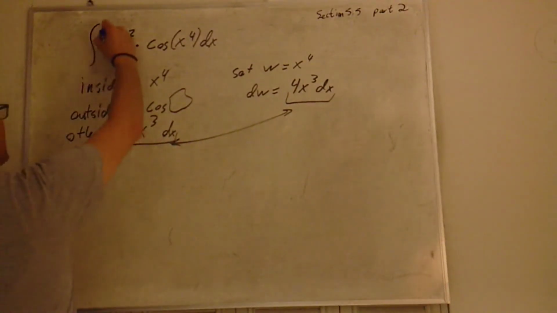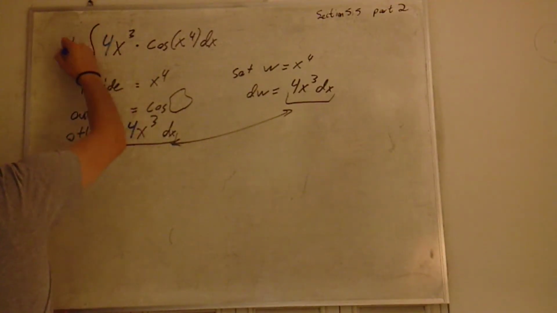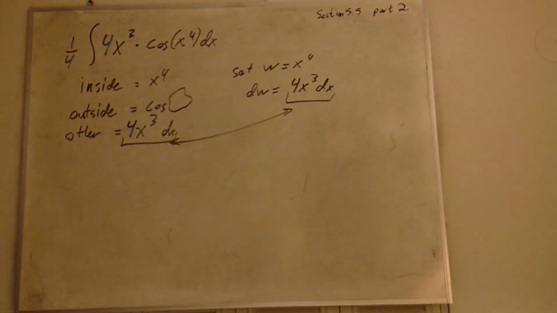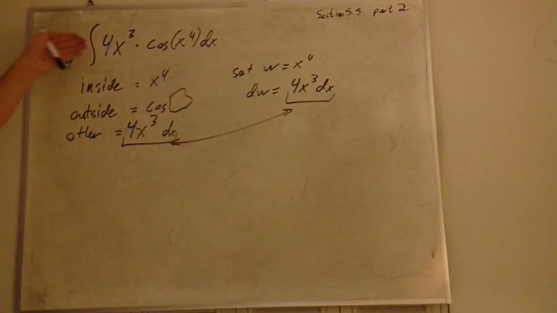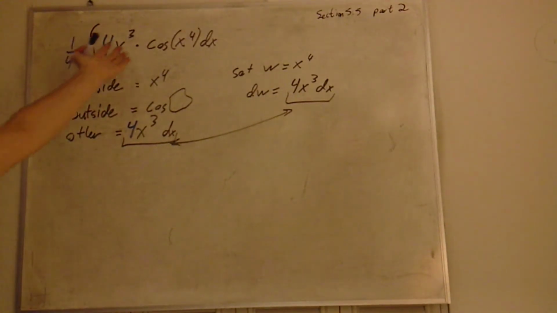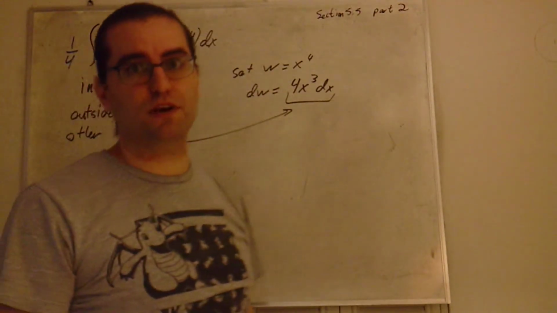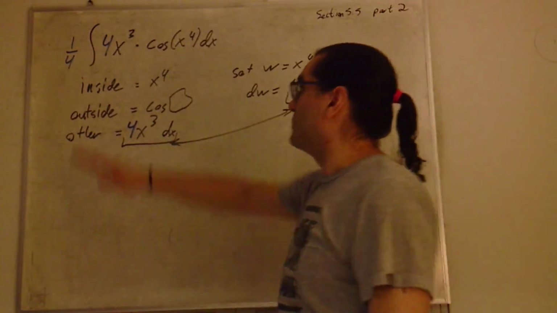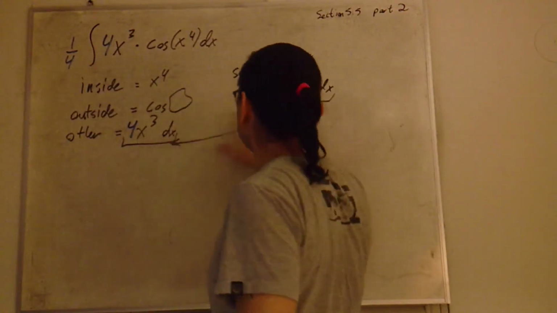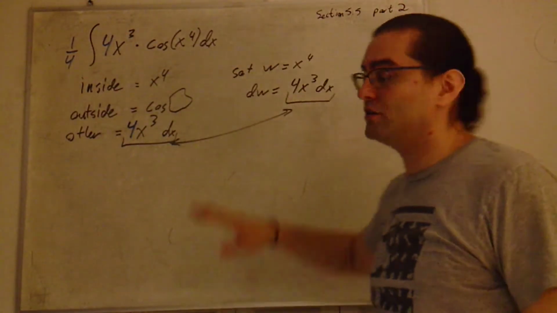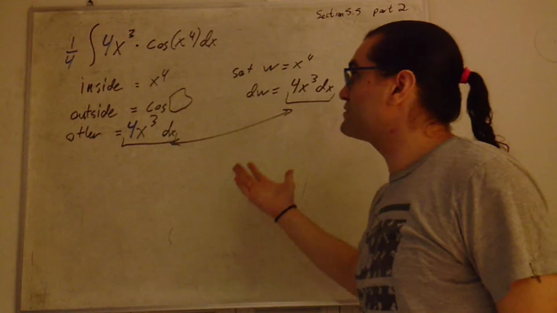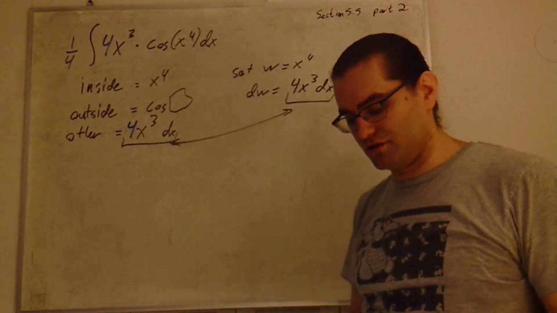And I can do that. I can just put a 4 there if I put a 1/4 on the outside to balance it. Coefficients are safe, so 1/4 times 4 is 1. I haven't changed this problem in any way, I just changed the way it looks. But because I have a 4 in here now, these guys match. And since they match, I can do some substitutions.